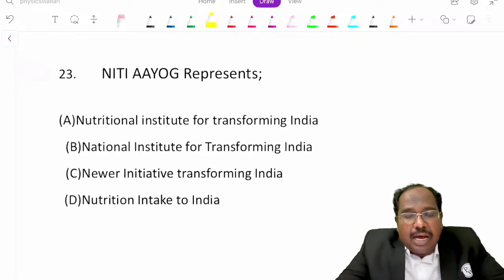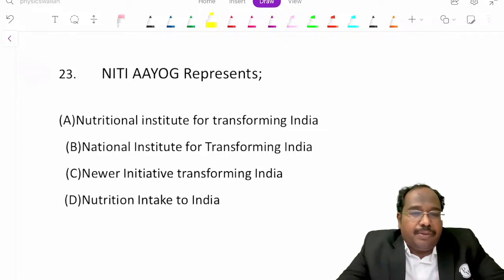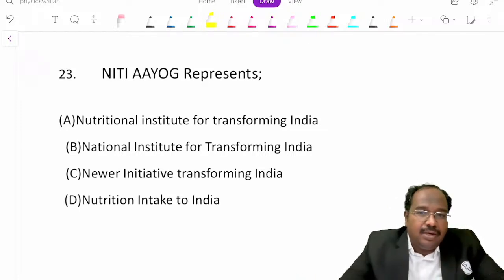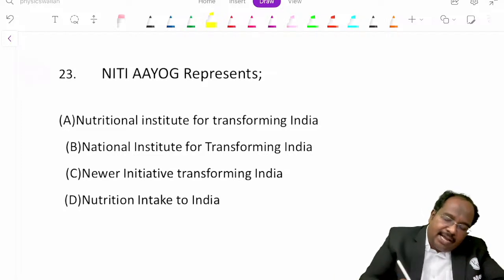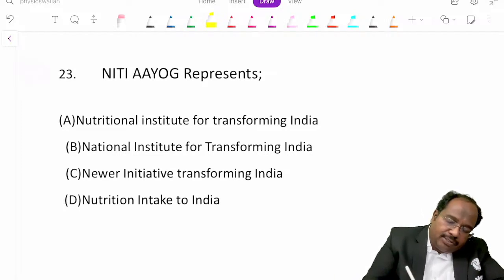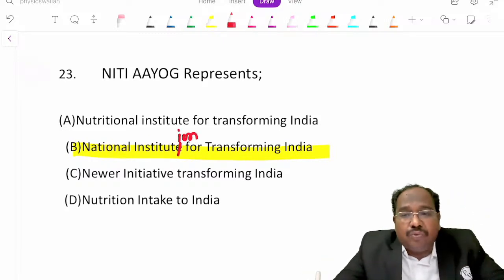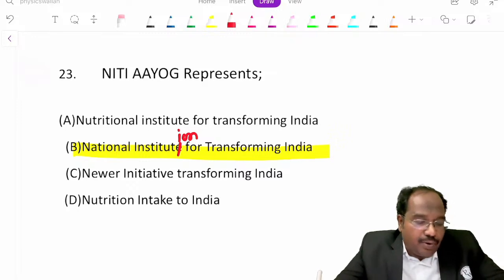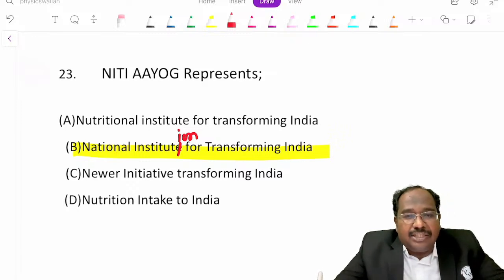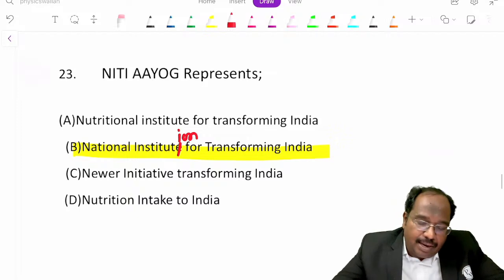What is this Niti Aayog? What does it represent? In your exam question, Niti Aayog is a national institution. Actually, it's not an institute, it is a national institution, for transforming India. This is Niti Aayog, guys, the National Institution for Transforming India.